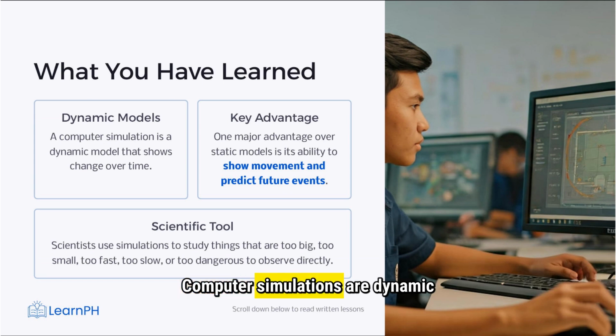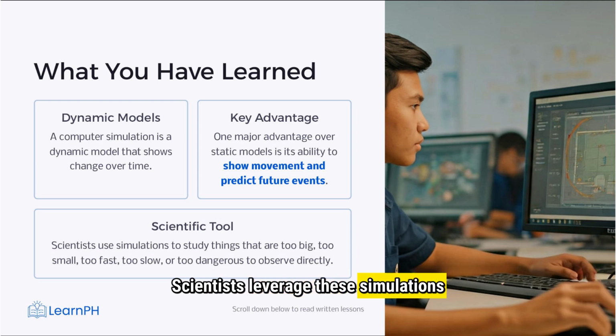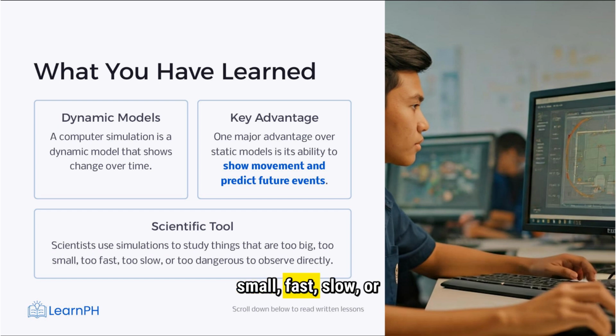Computer simulations are dynamic models illustrating change over time. Unlike static models, they effectively demonstrate movement and predict future events. Scientists leverage these simulations to explore phenomena that are otherwise too large, small, fast, slow, or hazardous to observe directly, enhancing our understanding of complex systems.